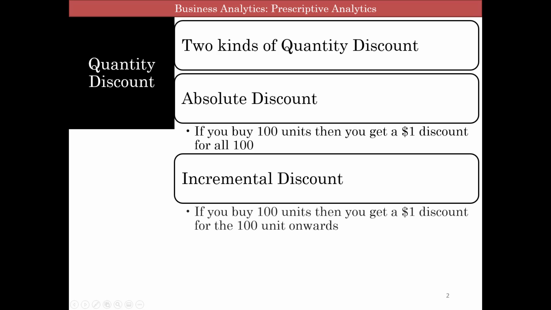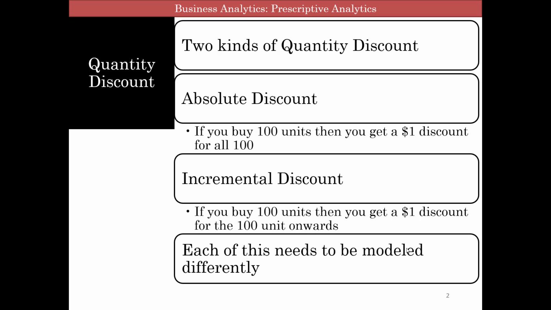And then there's incremental discount. There you say, if you buy up to 99 units, you have to pay $10. But for the 100th unit, that extra unit, you'll get a dollar discount. So for 99 units, you'll end up paying $10 each, which is $990. And then for the 100th unit, you'll get a dollar off, so you'll pay only $9 instead of $10. So you'll end up with $999. Two different kinds, and each has to be modeled separately.